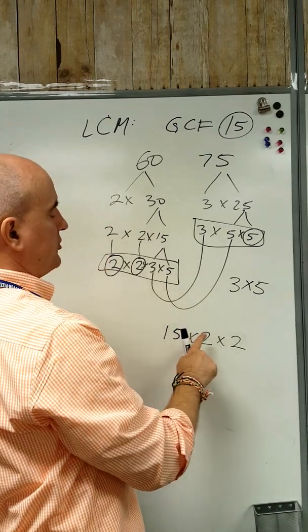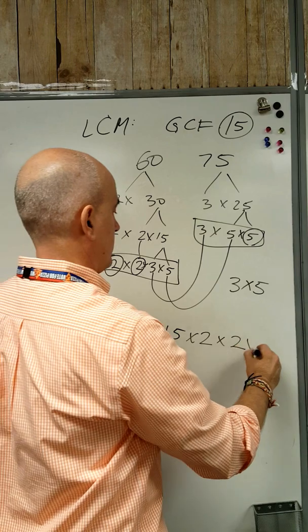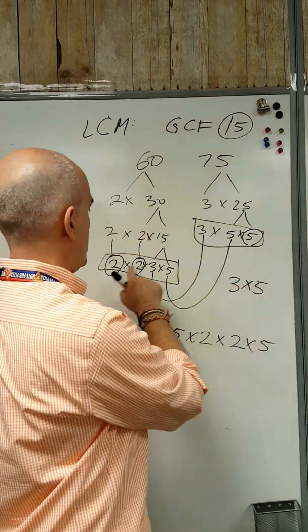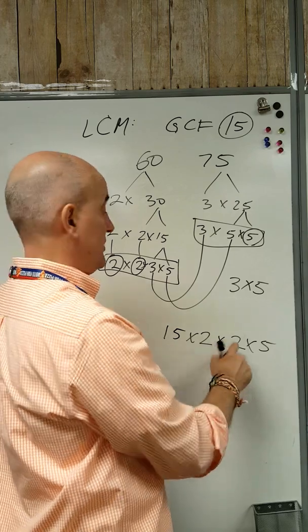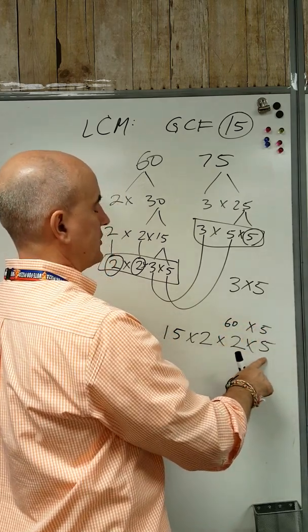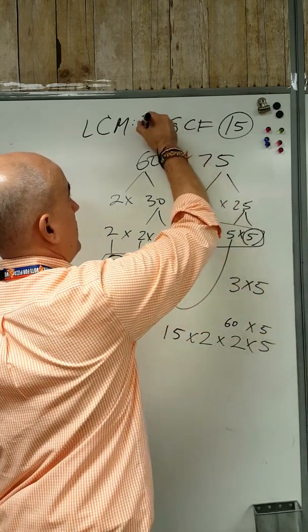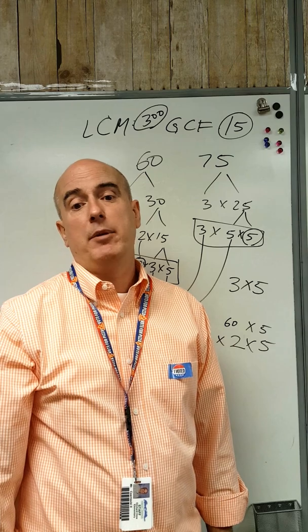So 15 times 2 is 30, and, oh, I'm sorry, I forgot the 5. So we have a 5 and a 2 and a 2. 15 times 2 is 30. 30 times 2 is 60. So 60 times 5 is going to be our least common multiple, and that's 300. So 300 is the least common multiple.